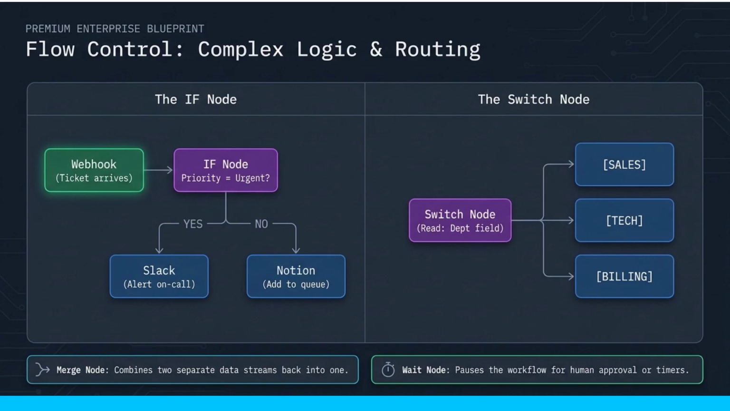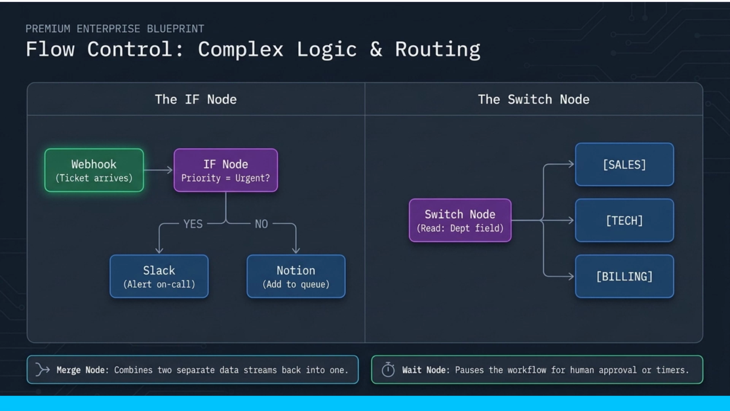As your workflows grow, logic becomes the critical skill. Look at the left side of this slide. The if node is a fork in the road. 1 question, 2 paths. Is this ticket urgent? If yes, Slack alerts the on-call team immediately. If no, Notion adds it to the standard queue.